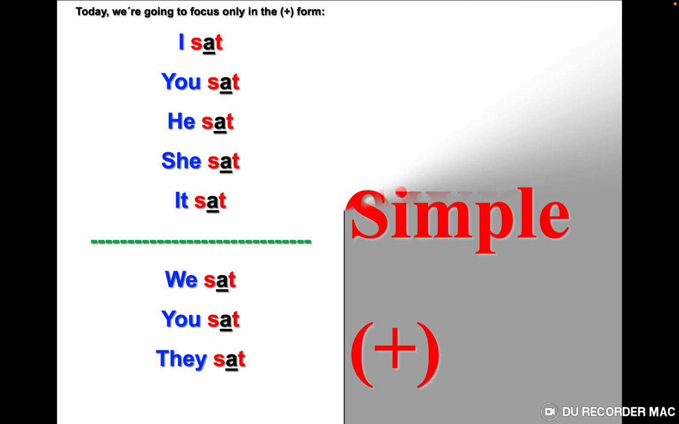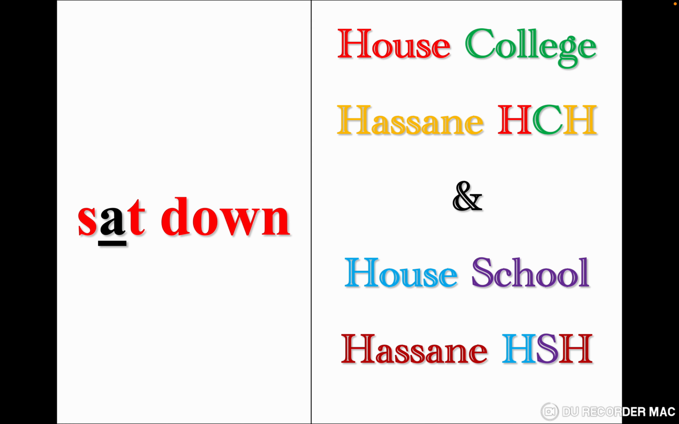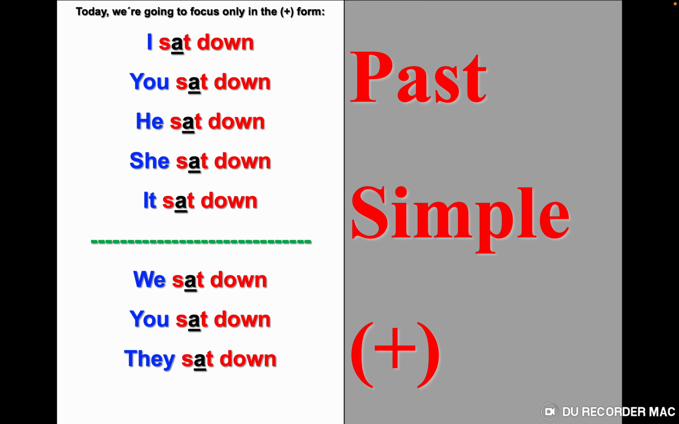So we saw this example. Let's go to the next example. Sit down. We are going to change just sit to sat. Sat down. I sat down. You sat down. He sat down. She sat down. It sat down. We sat down. You sat down. They sat down. The same thing with this verb. So if you write in the negative, I didn't sat down, it's not correct. In the question, if you write, did you sat down, it's not correct. So I'll give you the three forms of the verb. I sat down. I didn't sit down. Did you sit down?